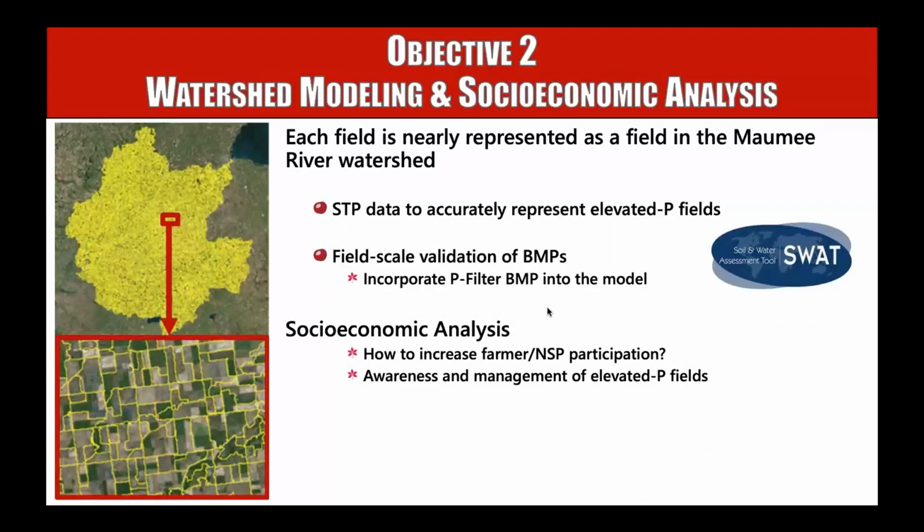Objective 2, as I mentioned before, is focused on the socioeconomic analysis and watershed modeling. I'll start first at the bottom here with the socioeconomic analysis. So here we want to look at how we can increase farmer and NSP participation. We do have a network here of 12 fields, and we have been able to identify farmers that want to work with us. But how can we expand this approach so that other fields that have elevated phosphorus concentration can be identified and can be managed? And how can we raise awareness of this issue and improve the management of these fields? So that's what we're looking at with the socioeconomic analysis.